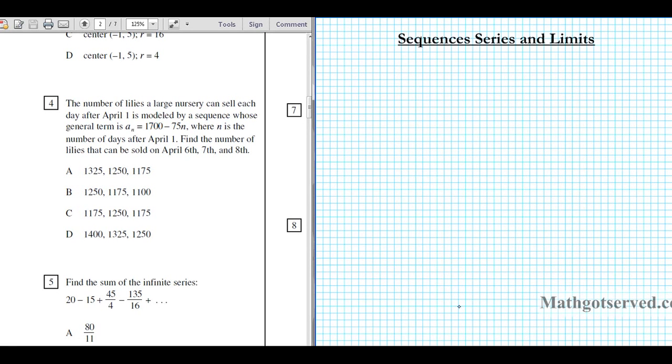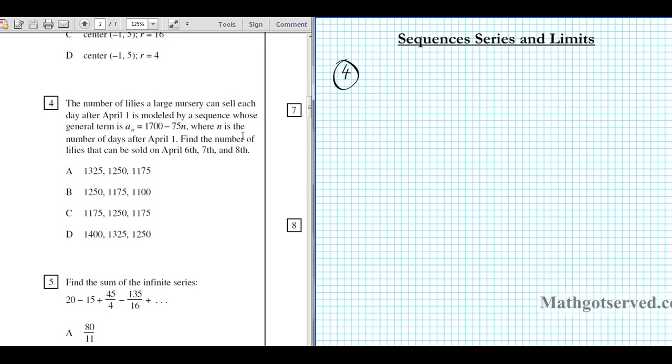Good day, students. In this clip, we're going to be going over sequences and series in this review part. So let's take a look at question number 4. It says the number of lilies a large nursery can sell each day after April 1st is modeled by a sequence whose general term is a sub n equals 1700 minus 75n, where n is the number of days after April 1st. Find the number of lilies that can be sold on April 6th, 7th, and 8th.